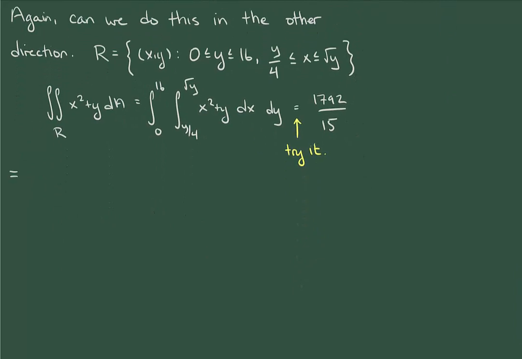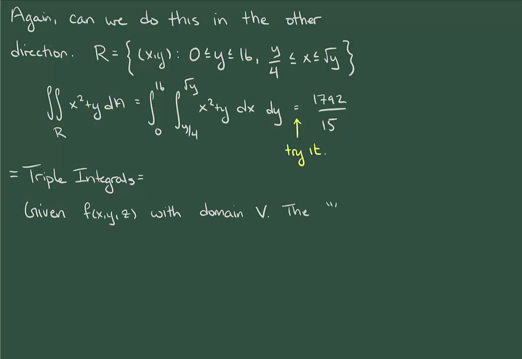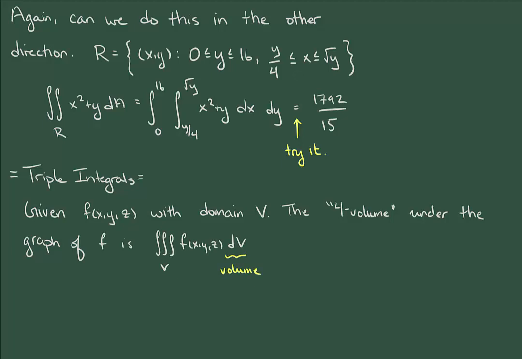Finally, we're going to talk about triple integrals, so let's increase the dimension even further. Let's suppose now that we have a function of 3 variables and a domain V. So we're going to compute the 4 volume of this thing, which is a little bit hard to think about, but the 4 volume is the graph under f, and the way that we write this is like this. dv here means that we're integrating with respect to volume again. And again, notice this time we have 3 integrals, since we're integrating in 3 dimensions.